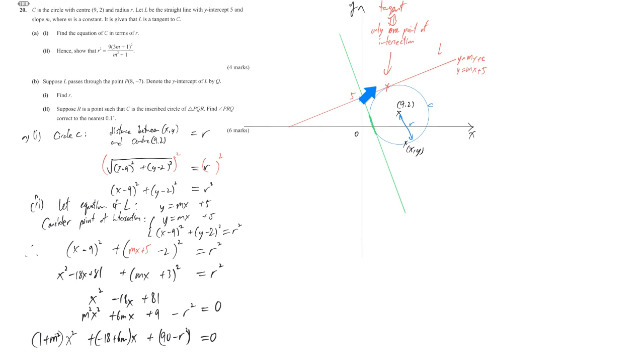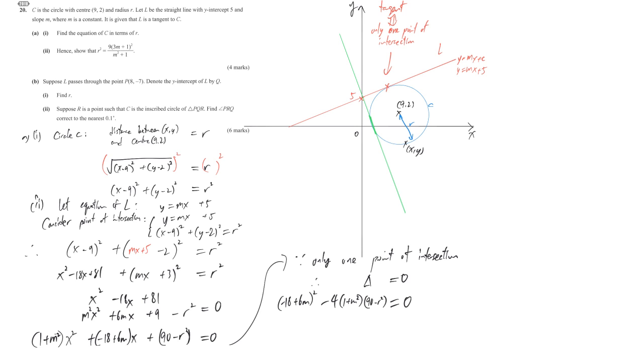Based on the fact that there is only one intersection, that means there should be only one root for x. For any single straight line tangent, there is only one point. So for each value of m, the delta is also 0. And then we are talking about the delta of this quadratic expression, so b squared minus 4ac. We have b is negative 18 plus 6m, a is 1 plus m squared, and also c is 90 minus r squared, equal to 0.